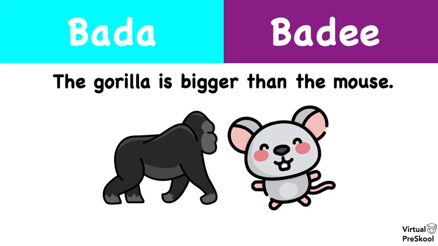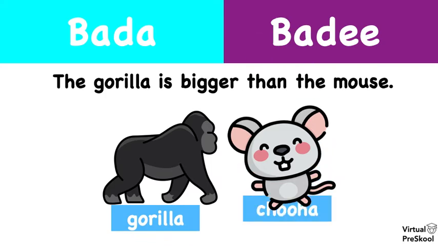Let's do another one. The gorilla is bigger than the mouse. How do we say gorilla in Hindi? This is an easy one. We say gorilla. How do we say mouse in Hindi? Mouse is chuha. So now, would we use bada or badi? Well, the sentence is about the gorilla. So what word would we use for gorilla? Bada or badi? Bada. We would say bada, right?